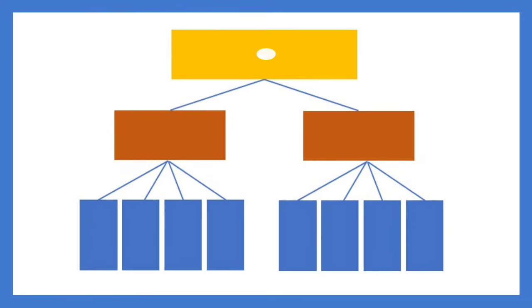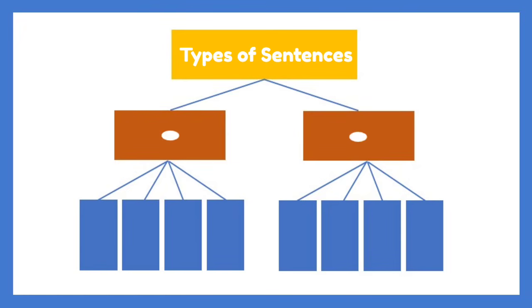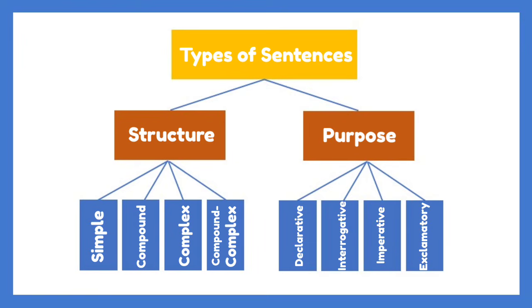The box here represents the trunk of a tree. It is where you put the main topic. Let's say the types of sentences. And then the boxes here represent the branches. The second level represents the subtopics. And let's say types of sentences according to structure and purpose. And then the other branches represent the specific information about the subtopics. Okay? Now let us have the timeline.